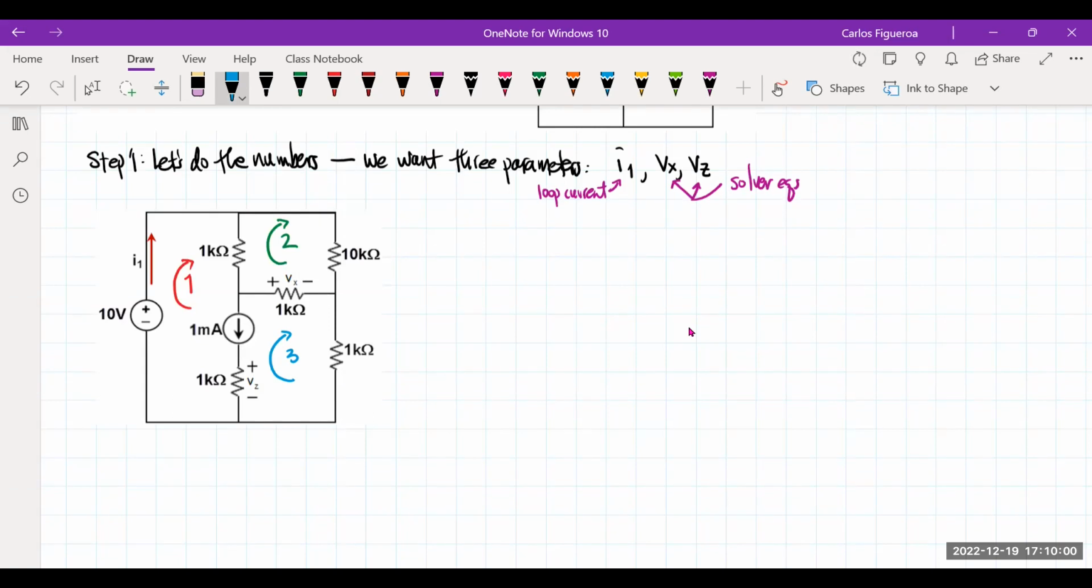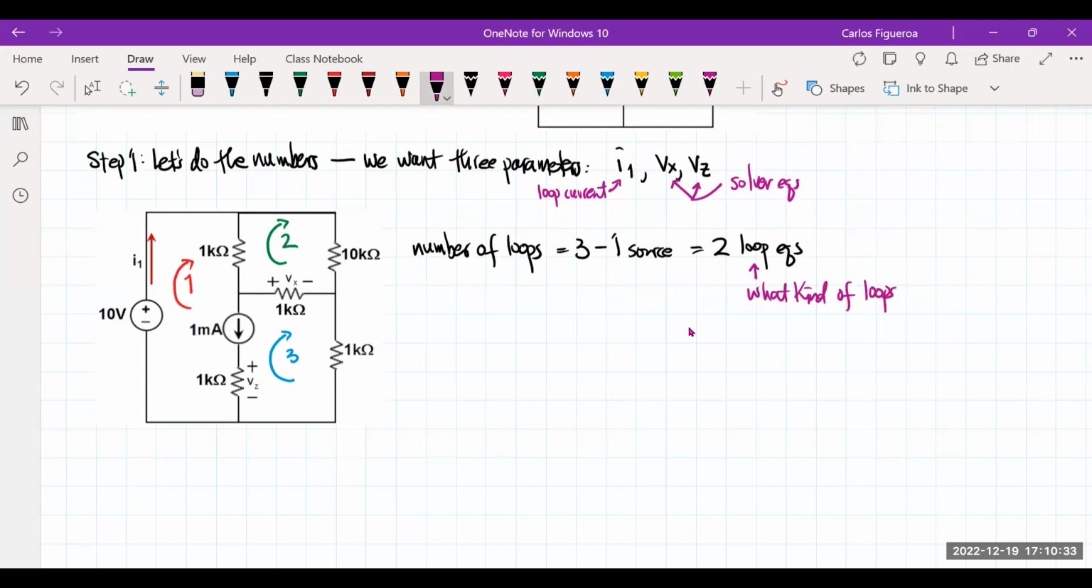So when I start to look at these things, here's what I see. So I have the number of loops equals 3 minus 1 source, which then gives me 2 loops, 2 loop equations. And the first thing I got to ask here is, what kind of loops are they?